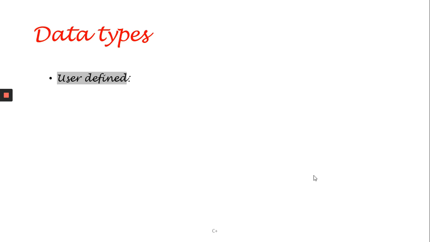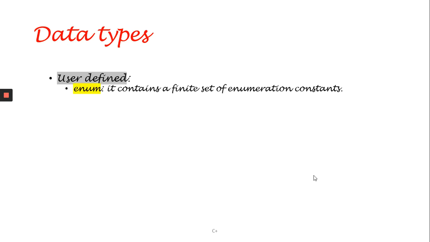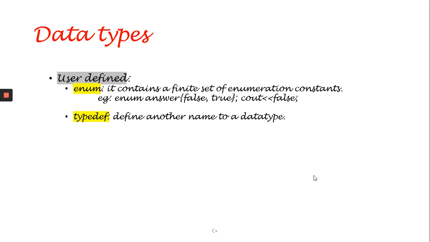Now moving on to the user-defined data types. We have the enumerated data type. It contains a finite set of enumeration constants. Example: enum answer {false, true}. What happens is false is automatically assigned the value 0 and true is automatically assigned the value 1. So when we print false, what happens? 0 will be printed.